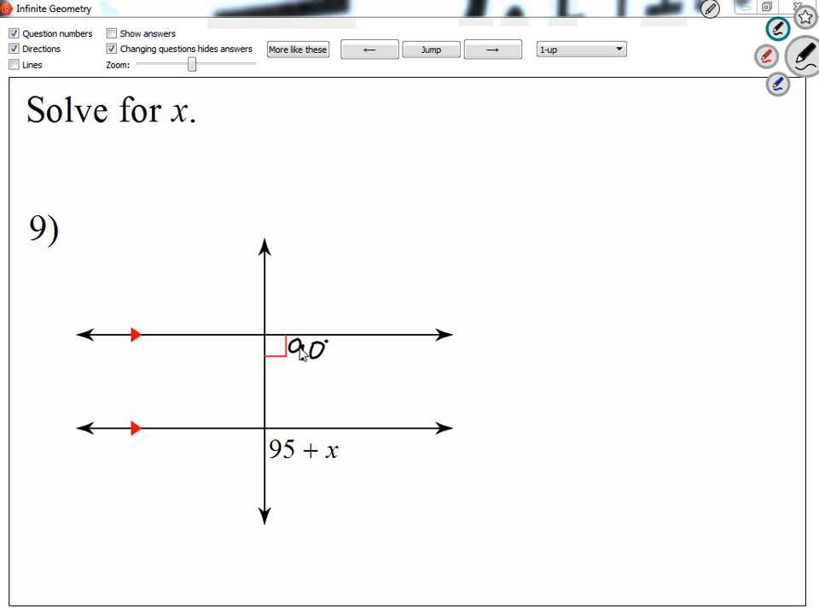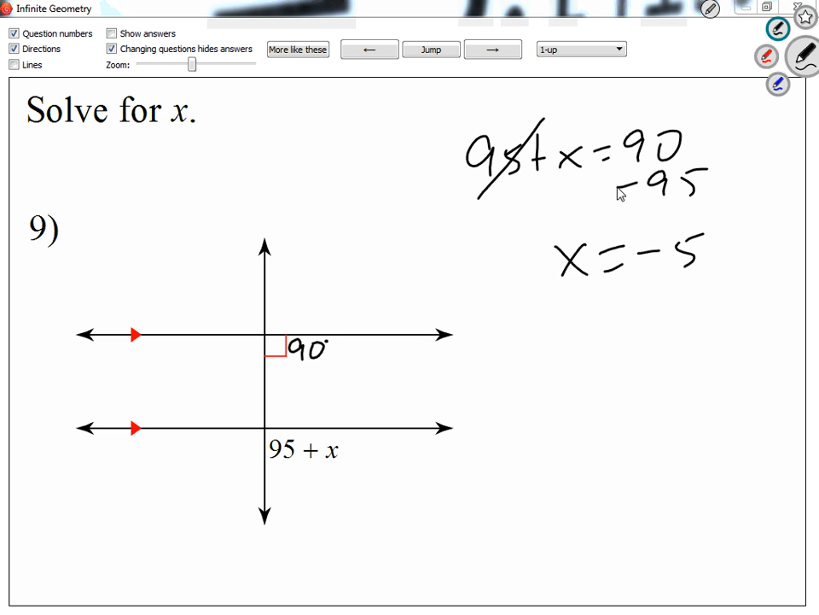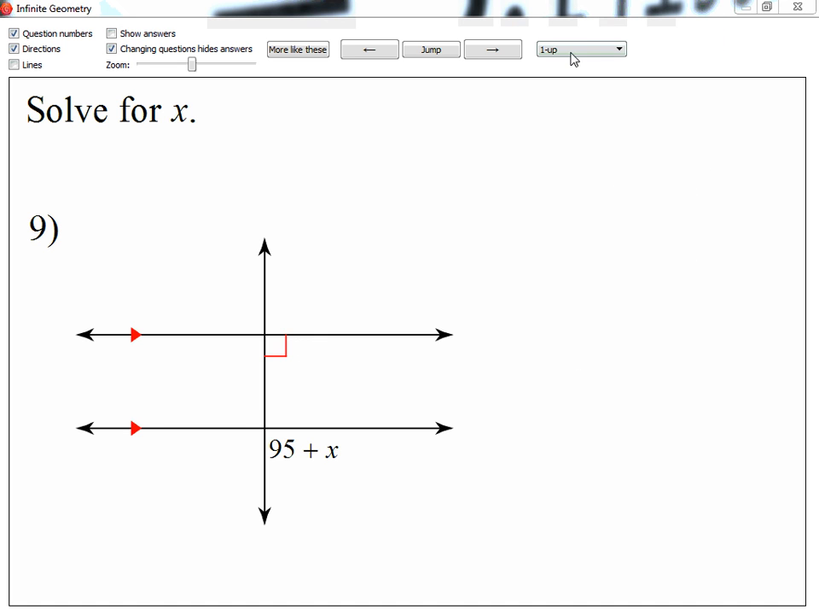I know that those two angles are corresponding, so I'm going to say 95 plus x is equal to 90. I know those two are equal to each other. If 95 plus x equals 90, what's x? Negative 5. In slow motion, we move the 95 to the right, change the sign, and x equals negative 5. So that was corresponding.